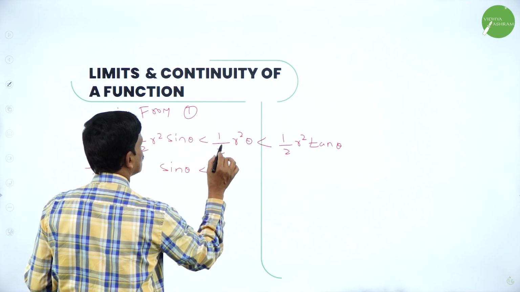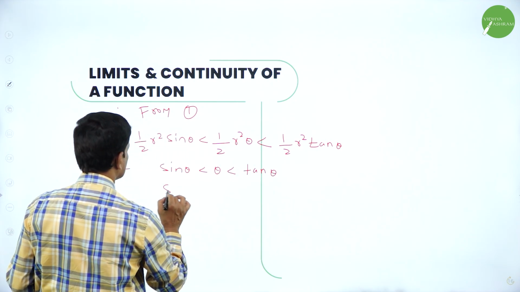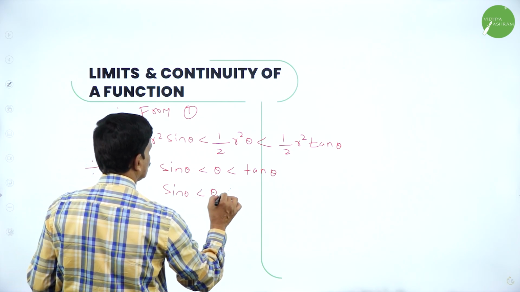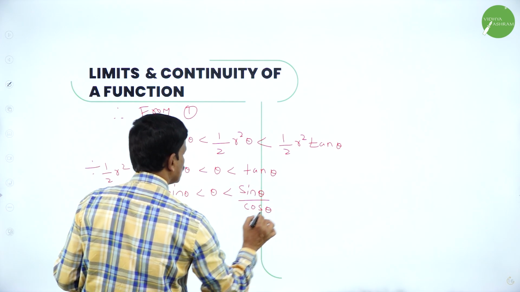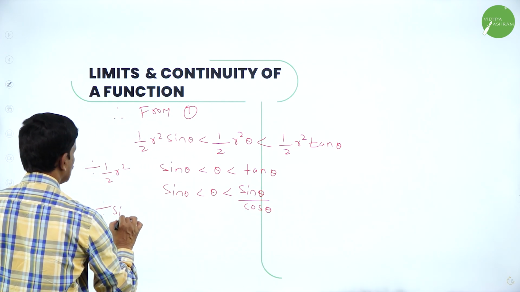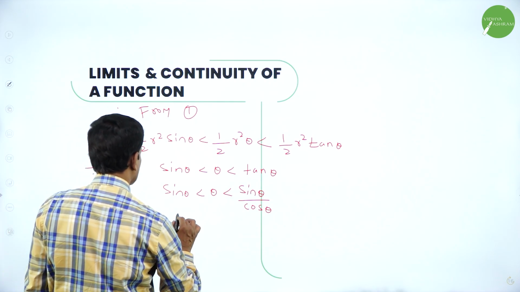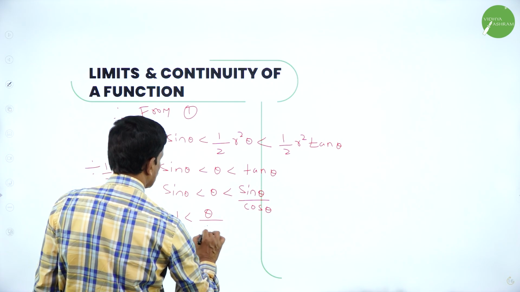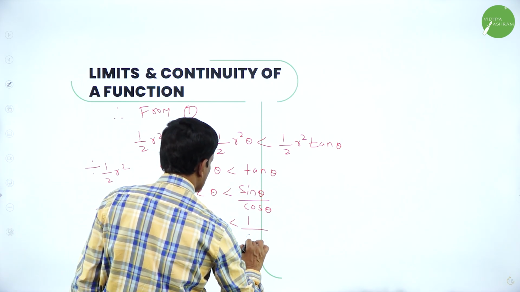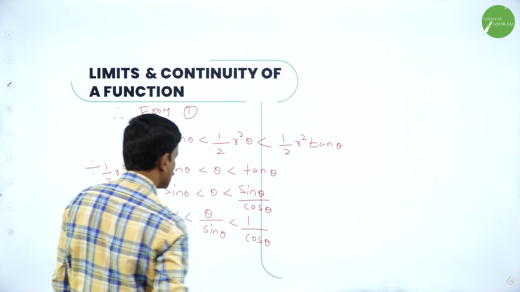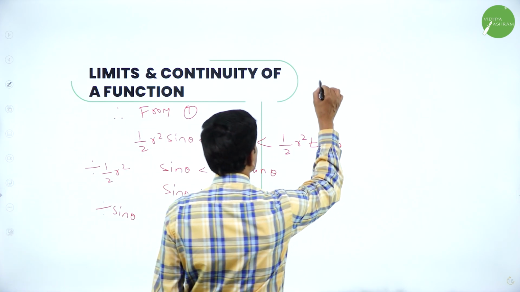Sin theta less than theta less than tan theta, which can be written as sin theta by cos theta. Now divide by sin theta. Sin theta by sin theta is 1, less than theta divided by sin theta, less than sin theta gets cancelled, 1 by cos theta. Okay. Now reciprocate it.